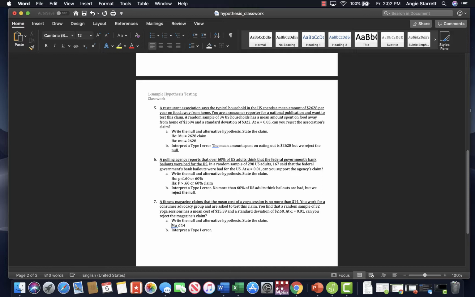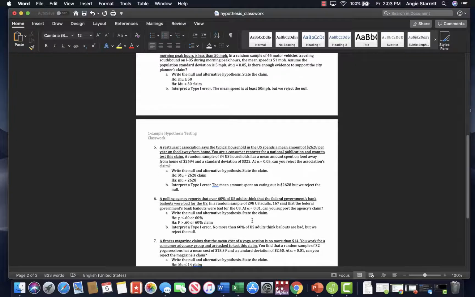Because this includes equality, less than or equal to, that is the null hypothesis. It's what we read in the problem, so it is the claim. And then our alternative is the mathematical opposite of this. So the opposite of less than or equal to is greater than 14. An interpreted type 1 error would be that the mean cost of a yoga session is no more than $14, but we reject the null.